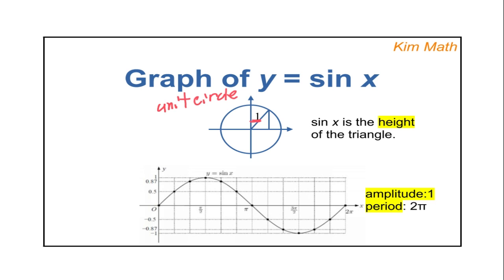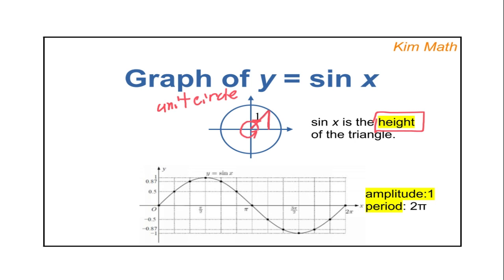Then by the definition, sine is this value, opposite divided by hypotenuse, right? And in this case, the hypotenuse is 1, so we can say that the sine is simply the height of the triangle. Is it correct? So if your angle x is changing from here in this direction, right?